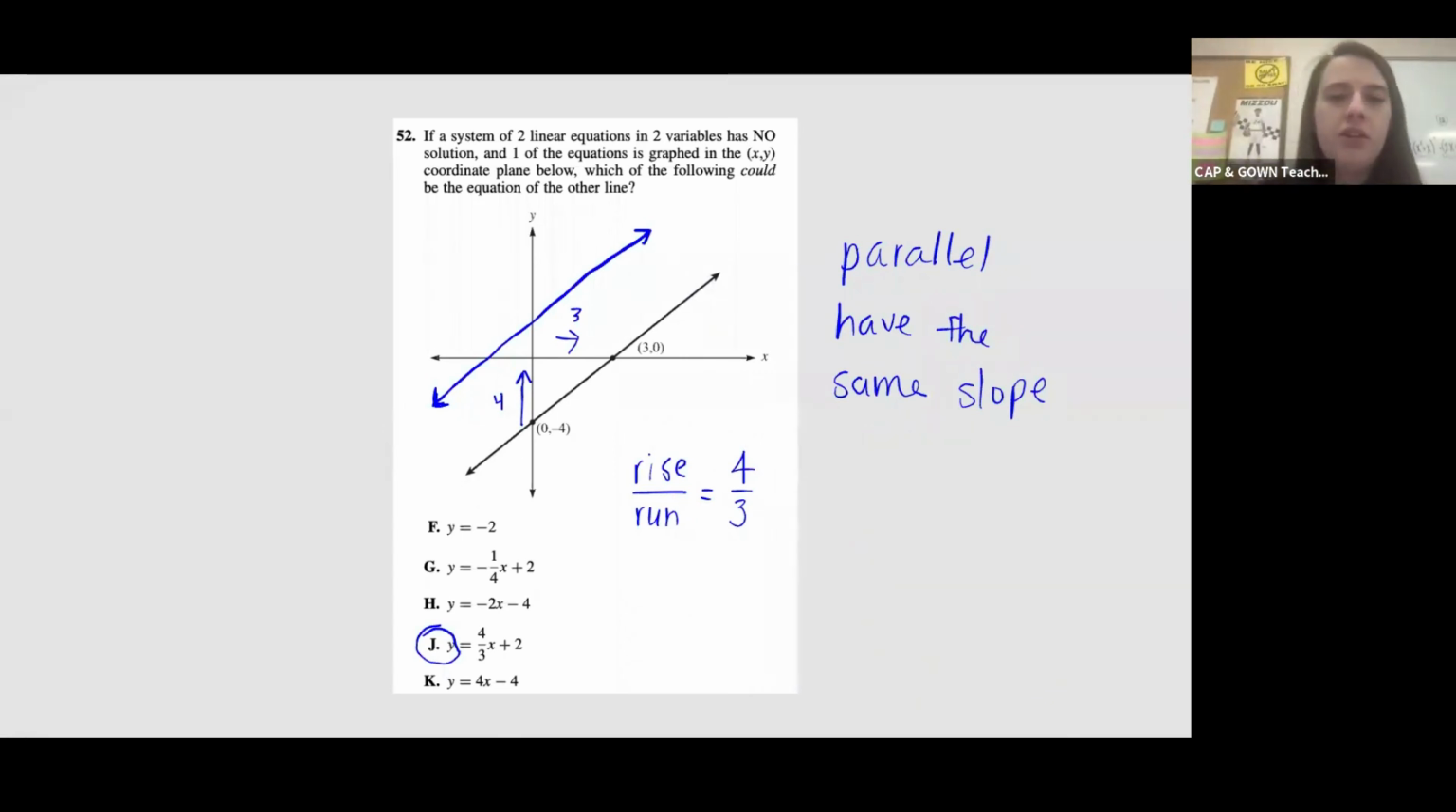And the only thing to make sure here, just because this is number 52, I did double check to make sure that there wasn't another one with 4 over 3 that had the same intercept as well. If it had the same intercept and the same slope, it actually would have been all real numbers. But I just wanted to make sure that it had different y-intercepts, but the same slope.